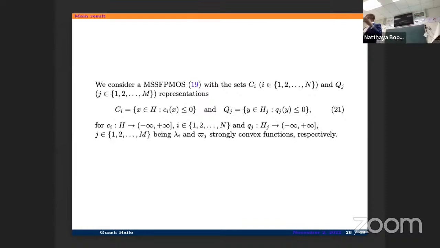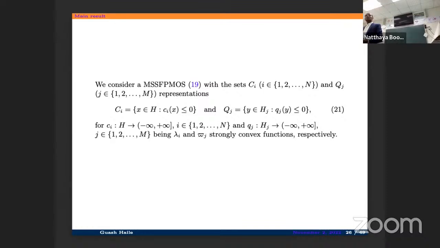What about that? That means when you use that one, the supersets of the CI and the QJ will be half spaces. These half spaces are linear forms. That's why we say the outer linear approximation method. But if the functions are strongly convex functions, we will have a quadratic term. We will have an outer quadratic approximation method. The name stems from this one.